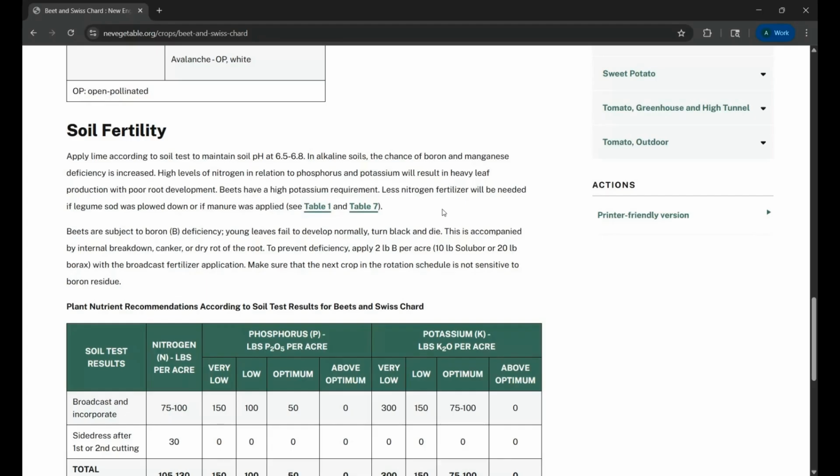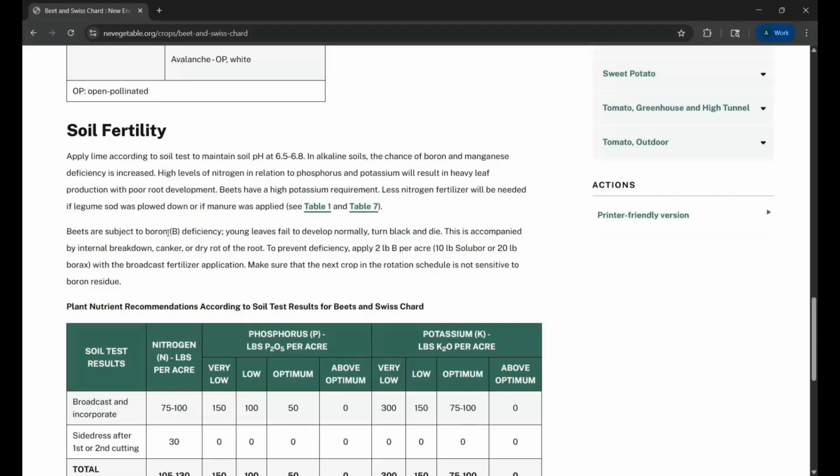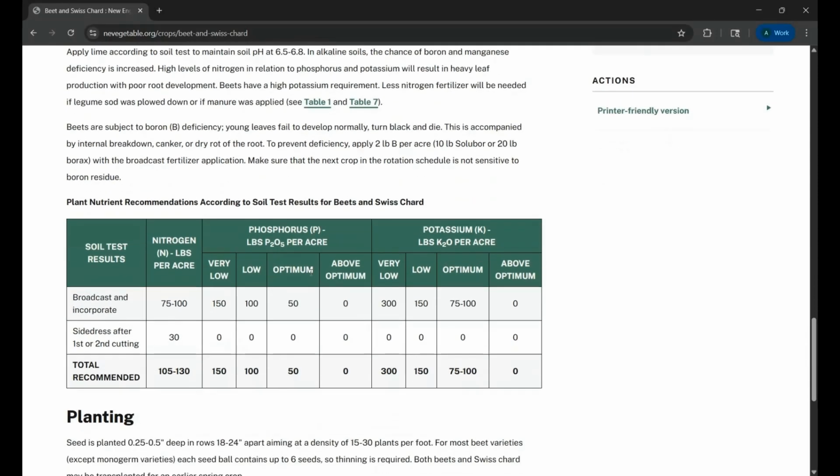That's why pH matters. High levels of nitrogen in relation to phosphorus lead to heavy leaf production and poor root development. So this will really matter if you're growing beets specifically. That might be a reason that the beet root doesn't get nice and fat at the end of the season. Of course, that doesn't matter if you're just growing Swiss chard. Boron deficiency causes cracking. So these are all things that we might consider.